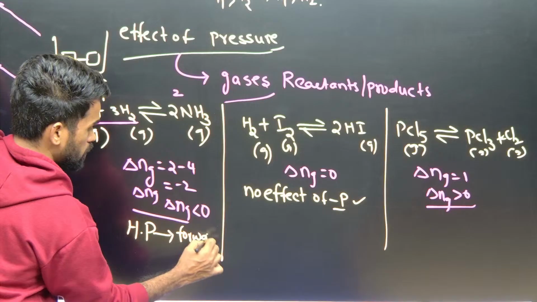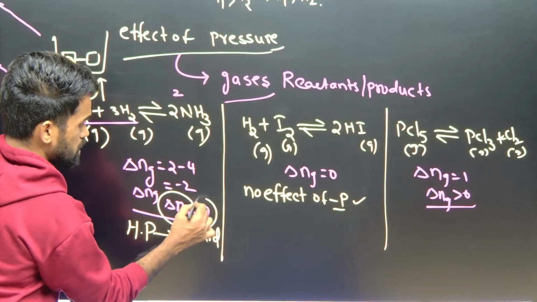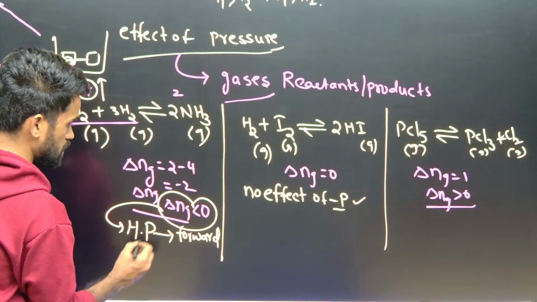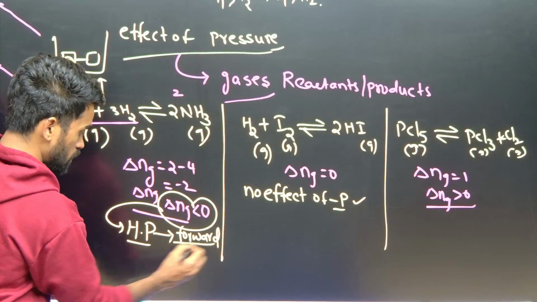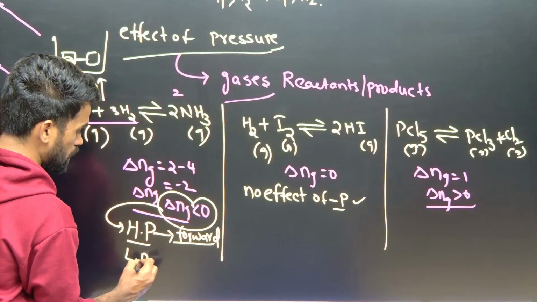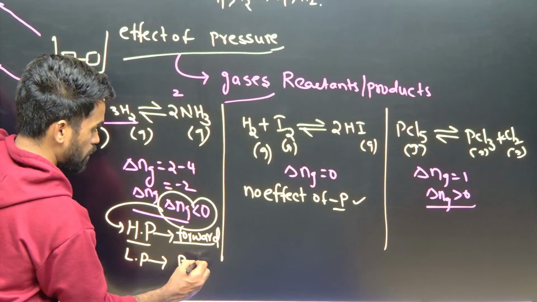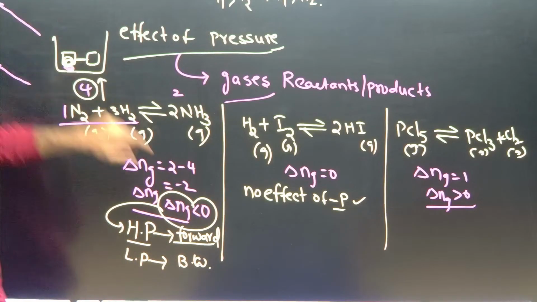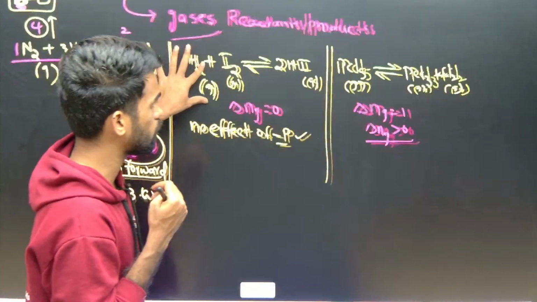So high pressure favors forward. If delta Ng is less than 0, high pressure favors forward. If I maintain only low pressure, then that will favor the backward direction. Okay, hope this is clear. If not, just look at this example, you will get more clarity.